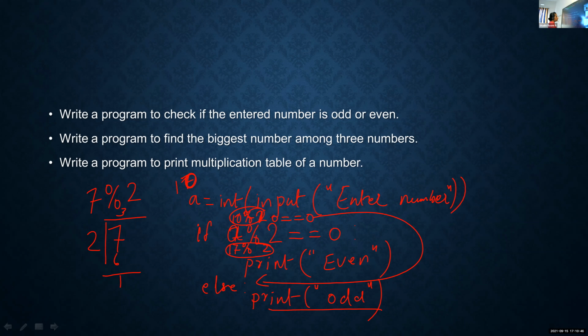0 equal to 0. Is it a true statement or false statement, Rahul? It is true. So if it is true, it will execute the statement just after if. So the result is even. Okay. Any doubt for writing a program to check if the entered number is odd or even?